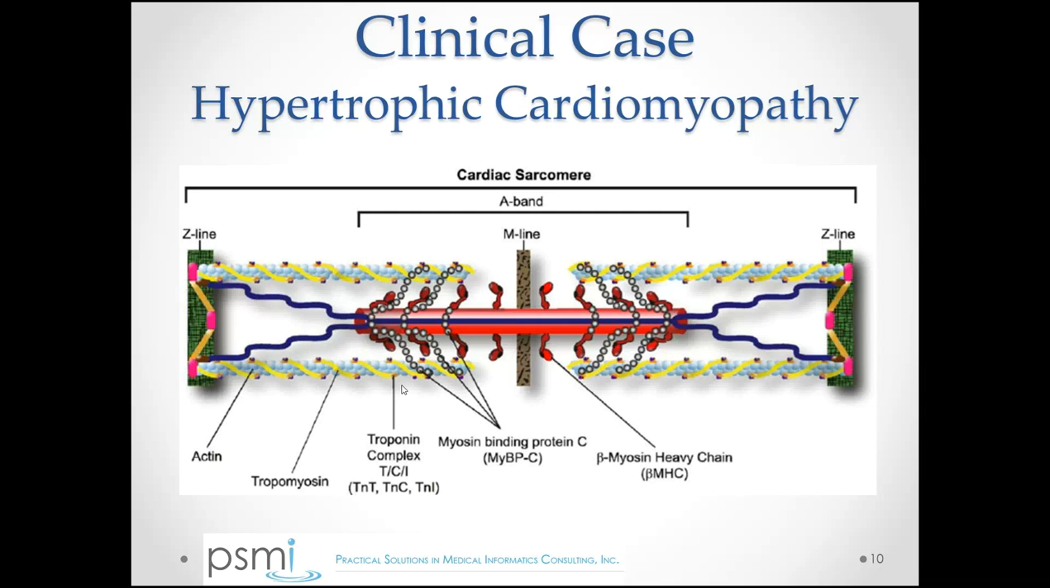The most common mutations that we see here are mutations in the beta-myosin heavy chain and the myosin-binding protein C. Those are by far the most common mutations that we see in hypertrophic cardiomyopathy, but we also see mutations occurring with troponin T, troponin C, and troponin I.